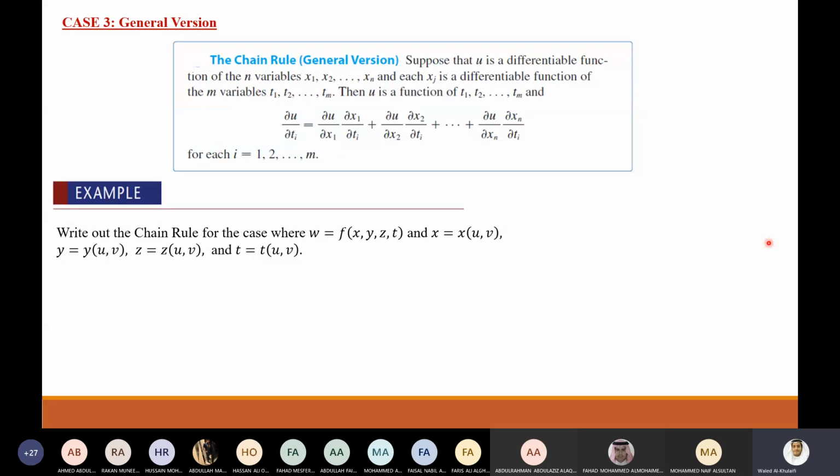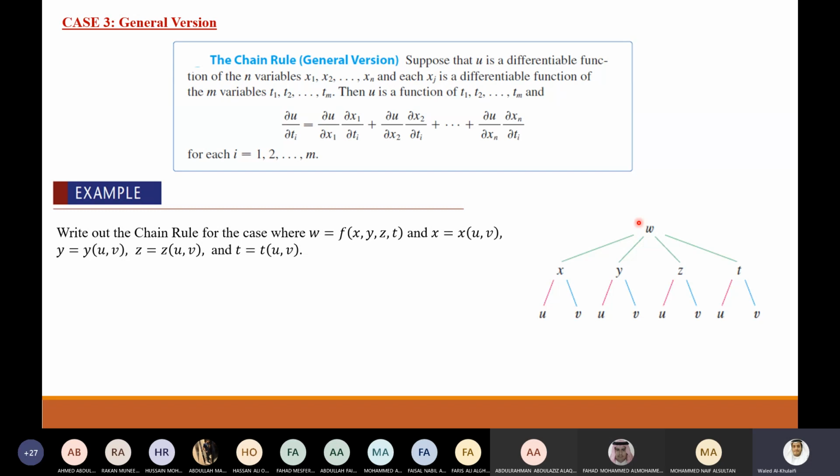I meant this one. Okay. So if you draw the tree, it will be like this. W depends on x, y, z, t. Look here, W depends on x, y, z, t. Then x depends on y and v, u, v, sorry. Y depends on u, v. Z depends on u, v. T depends on u, v. So you have this tree.